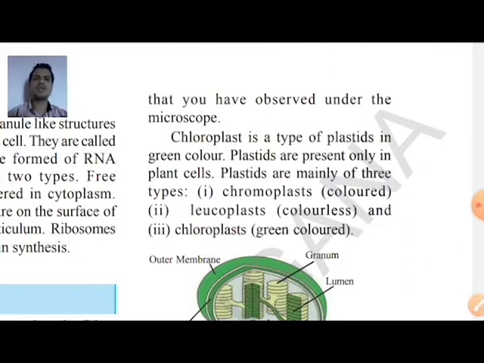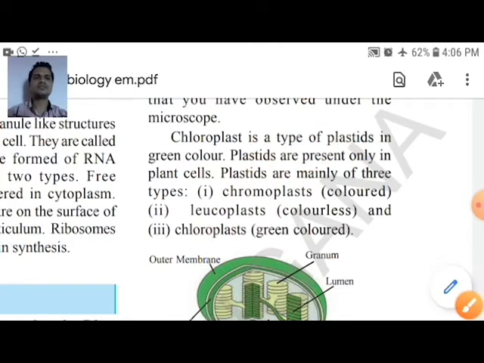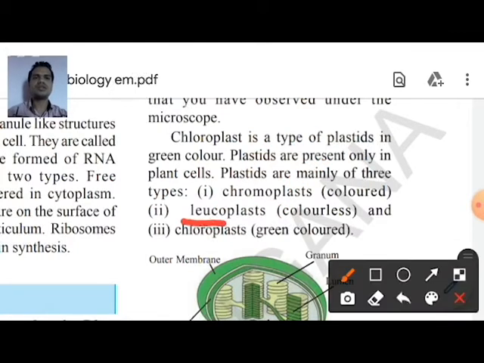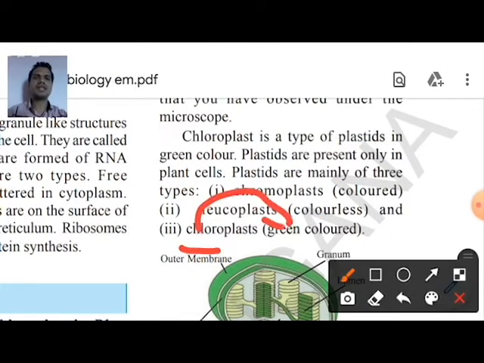Chromoplast, leucoplast and chloroplast. What is the meaning of chromoplast? Here plast is nothing but plastid. Now you have to concentrate on the first word, chromo. Chromo means colored. Next, leuco. Leuco means colorless. Now chloro. Now this chloro word will give you the green color.